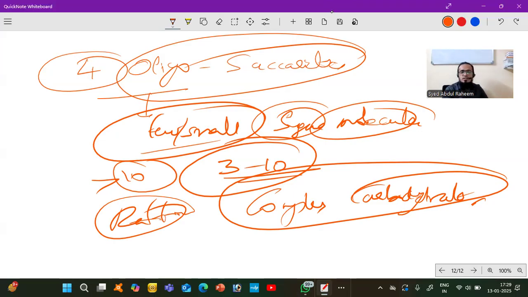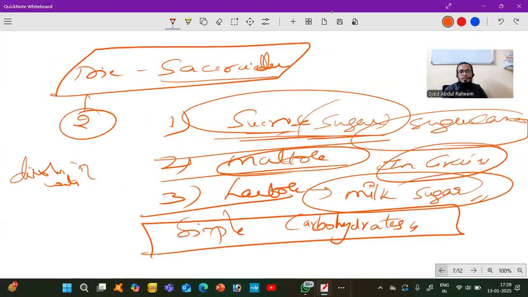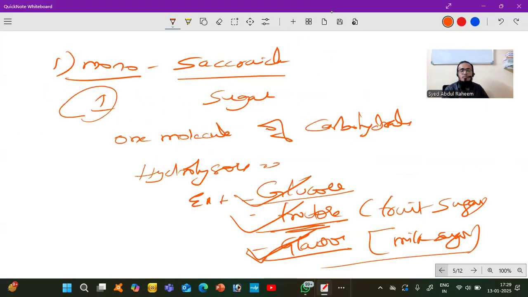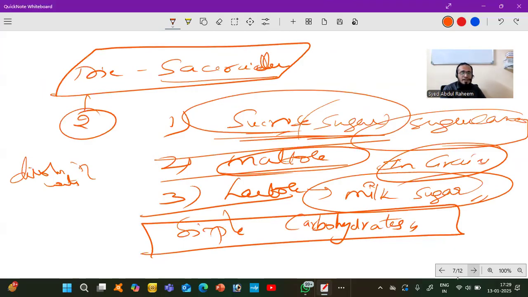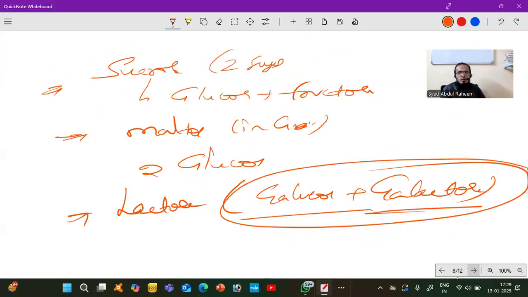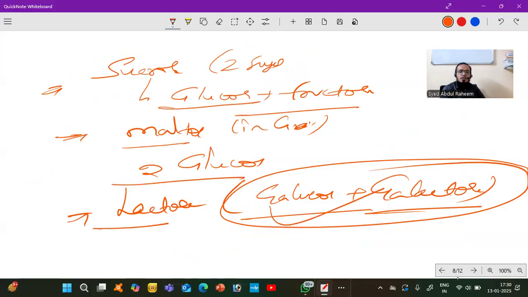Okay, so these are the different types of carbohydrates we discussed. First is monosaccharide. It is not complex. It is a simple carbohydrate like glucose, fructose, galactose, fruit sugar, milk sugar, etc. And it is easily dissolvable in water. Then disaccharide, having a double molecule of sugar or carbohydrates. Examples are sucrose, maltose, and lactose. Sucrose has glucose and fructose, maltose has two glucose, lactose has glucose and galactose.